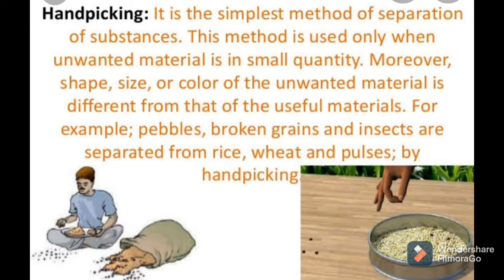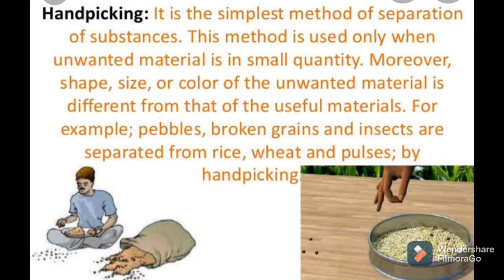So what is the hand picking method? It is the simplest method of separation of substances. This method is used only when the unwanted material is in small quantity. Moreover, the shape, size or color of the unwanted material is different from that of the useful material. For example, pebbles, broken grains and insects are separated from rice, wheat and pulses by hand picking.